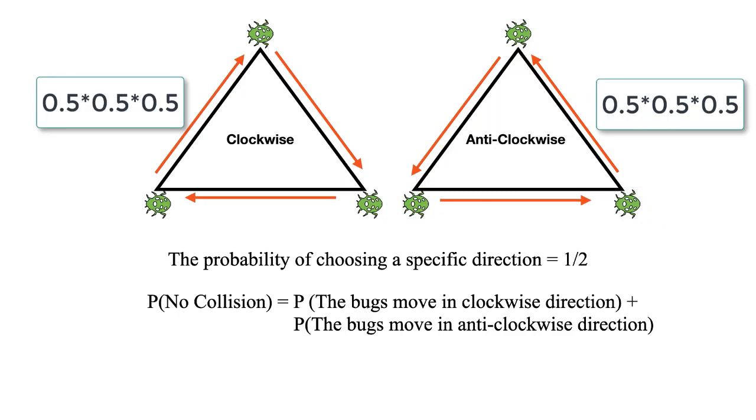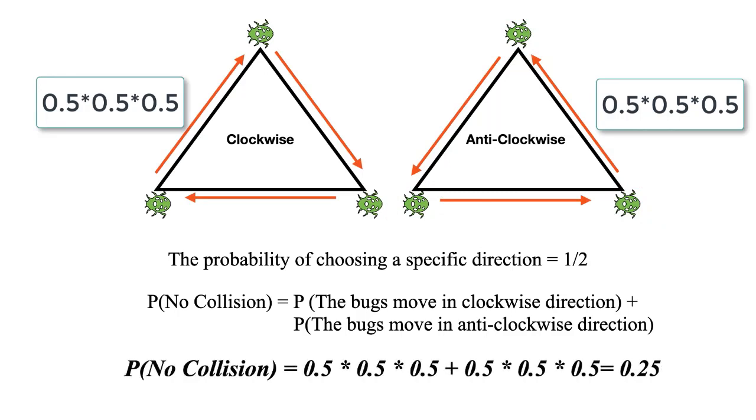Hence, the probability of no collision equals 0.5 times 0.5 times 0.5 plus 0.5 times 0.5 times 0.5, which is equal to 0.25. Thus, the probability that the bugs won't collide into each other is 0.25 or 1 over 4, or 1/4. This is a clever probability interview puzzle asked by many companies. Be prepared for this if you are preparing for interviews.